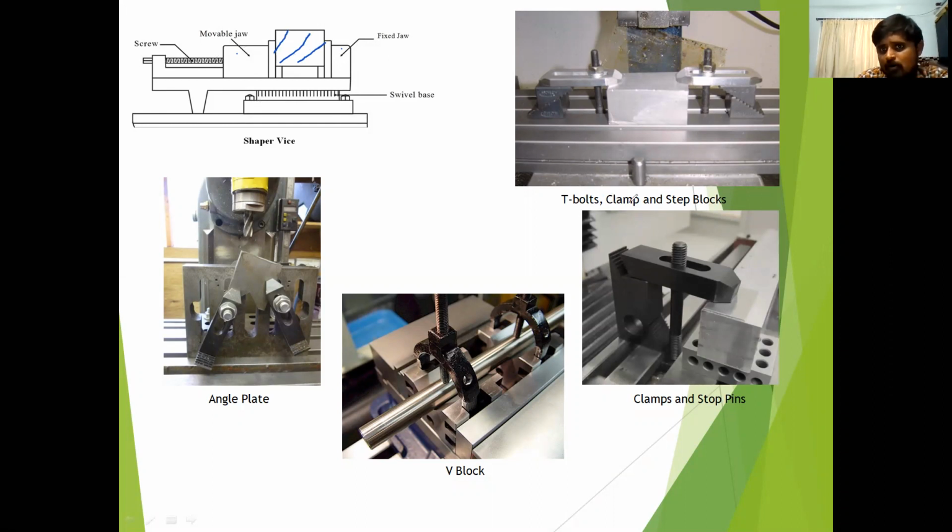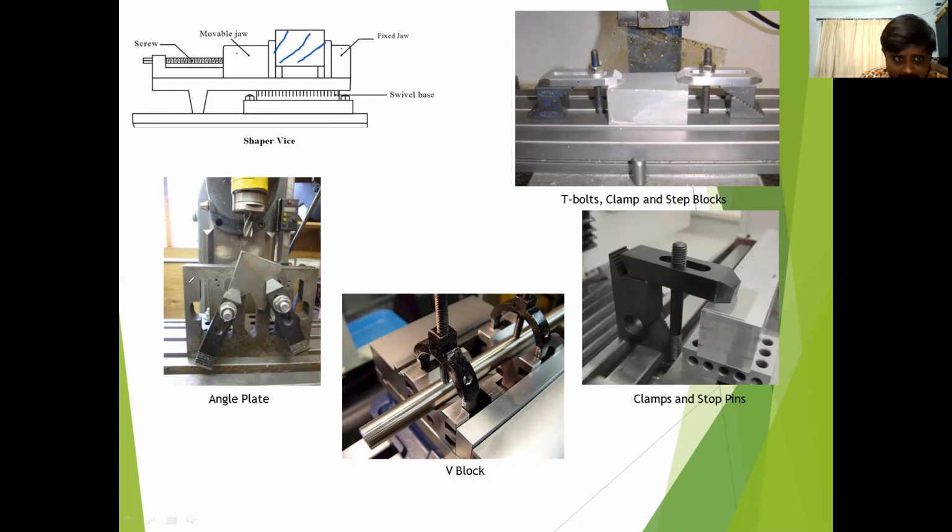And here are the T-bolt, clamp and step blocks. This is the T-bolt. The bolt is inserted into the slots of the table. This is the clamp, and you can go for the closed clamp or U clamps, and these are the stepped blocks. Stepped blocks are used for supporting purposes, to support the clamp at one side, because one side of the clamp is placed on the work surface and the other side of the clamp is balanced by the stepped blocks.